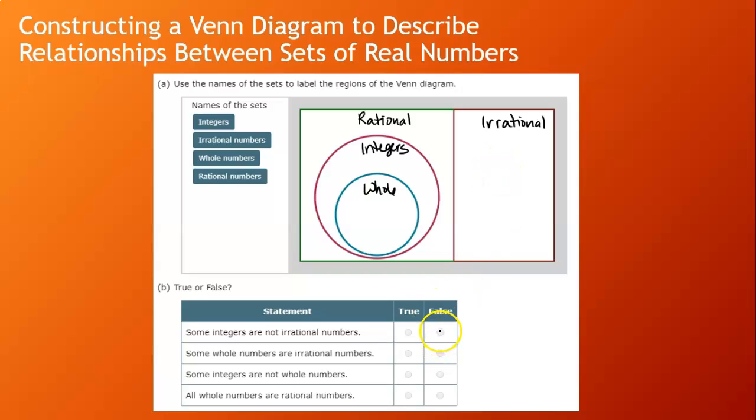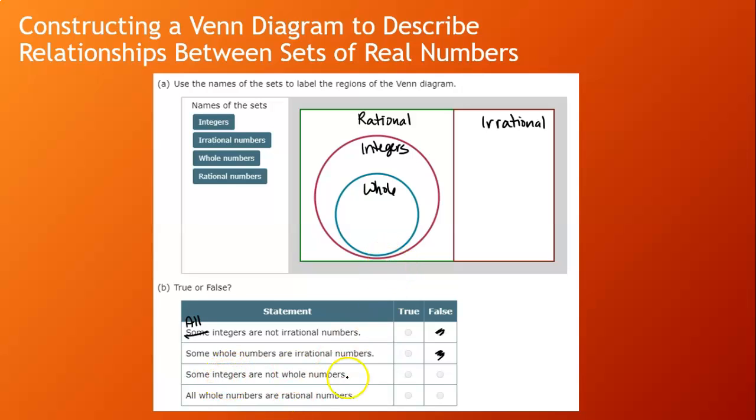Well, I would say that's false. All integers are not irrational numbers. Some whole numbers are irrational numbers. Well, I would also say that's false. There are no whole numbers that are also irrational numbers. All the whole numbers fit over here in the rational world.